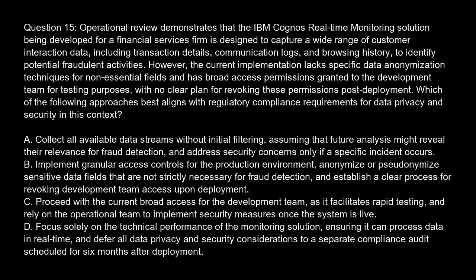Option A. Collect all available data streams without initial filtering, assuming that future analysis might reveal their relevance for fraud detection, and address security concerns only if a specific incident occurs. Option B. Implement granular access controls for the production environment. Anonymize or pseudonymize sensitive data fields that are not strictly necessary for fraud detection, and establish a clear process for revoking development team access upon deployment. Option C. Proceed with the current broad access for the development team, as it facilitates rapid testing, and rely on the operational team to implement security measures once the system is live.